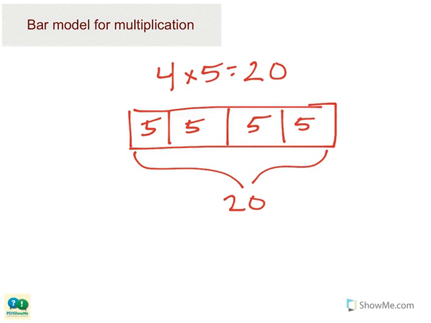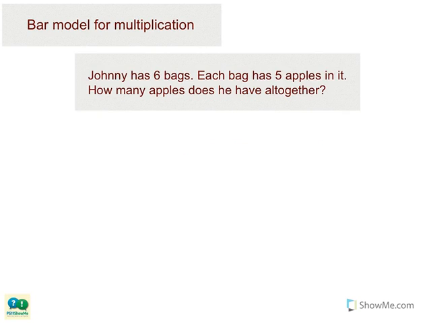Since a bar model is a representation of a problem or an equation, we need to pay close attention when we're drawing a bar model for word problems. We have to ask ourselves, which of these numbers is the number of groups, and which of these numbers is the amount in each group. So, for example, let's say our word problem is Johnny has 6 bags. Each bag has 5 apples in it. How many apples does he have altogether?